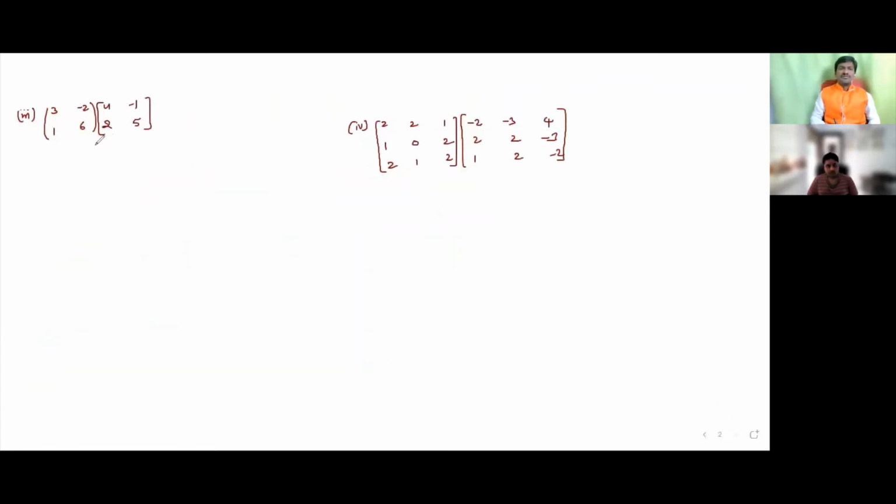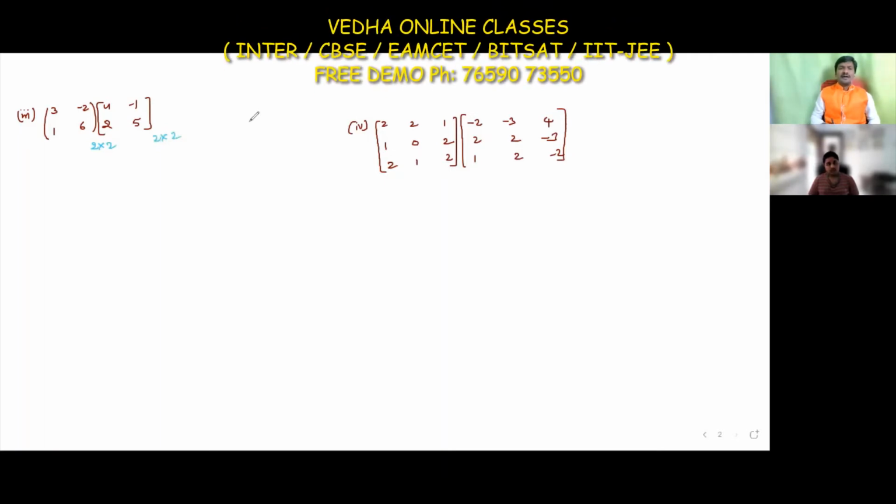How many rows do we have? 2 rows. How many columns? 2 columns. How many rows? 2 rows. How many columns? 2 columns. So here the 2 columns and 2 rows are equal, the middle 2 numbers are equal. So multiplication is possible and the resultant matrix order is 2 by 2 again. Is it clear?